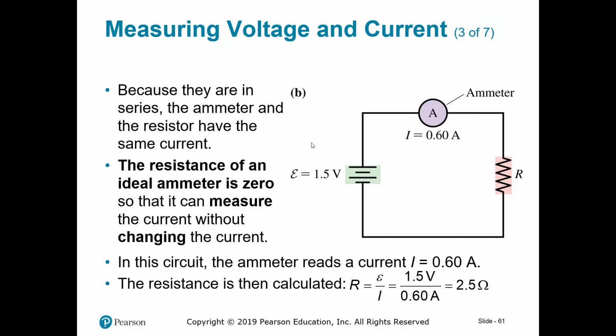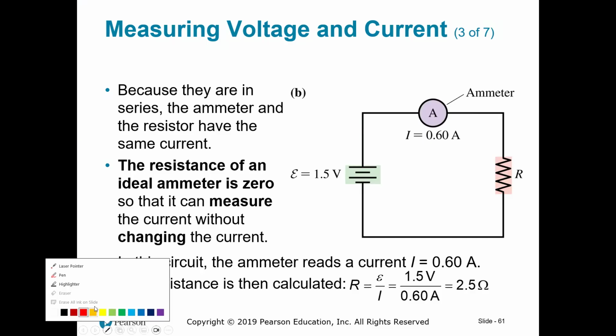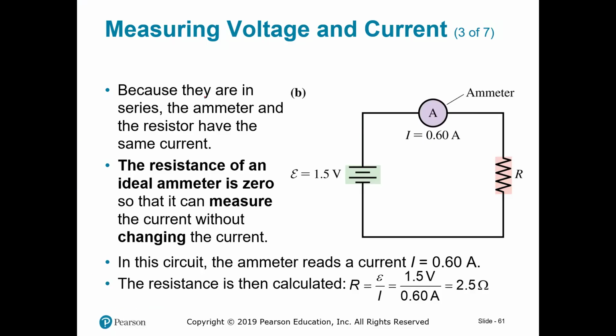This is how you connect your ammeter in series with the resistor. The resistance of an ideal ammeter is zero, because an ammeter is itself an electrical device, so it has its own resistance. It should be small so that it can measure the current without changing the current.